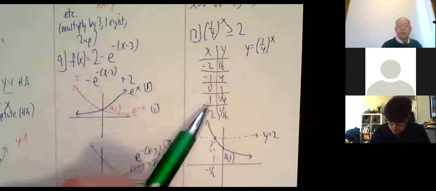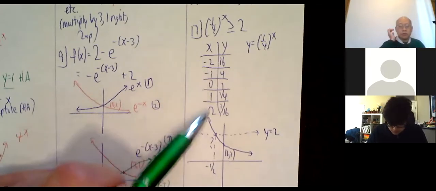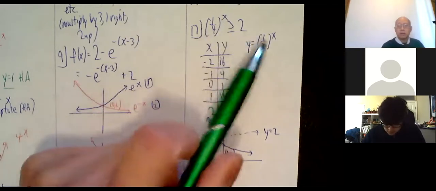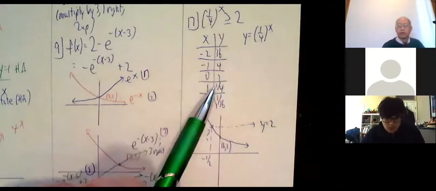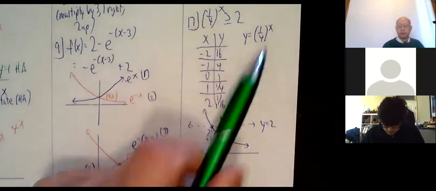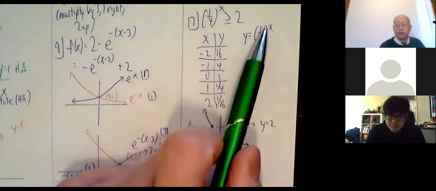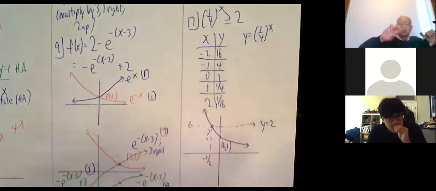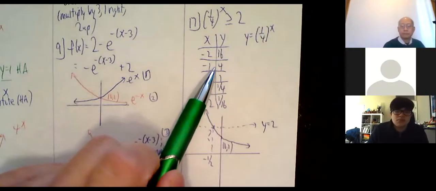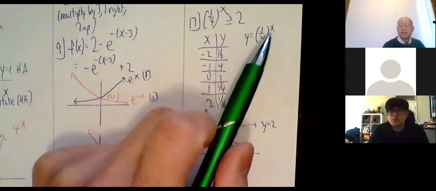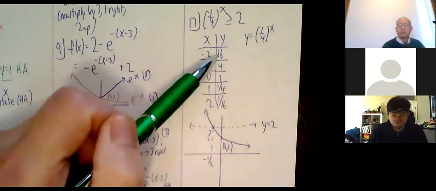Let me just go ahead and make a table here. I just plugged in -2, -1, 0, 1, and 2. So I plug in 0. Anything to the 0 is 1. Plug in 1, I get 1/4. Plug in 2, I get 1/16. Plug in -1. Now, 1/4 to the -1, we talked about this already. You flip the fraction, 4 to the 1 power. That's 4. Plug in -2. 1/4 to the -2, flip it, 4 to the 2, 16.